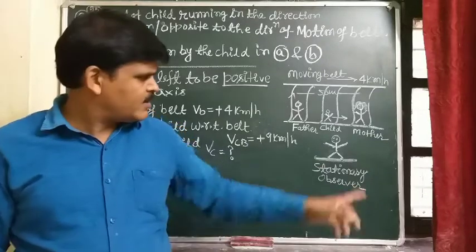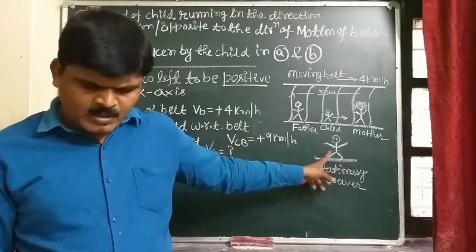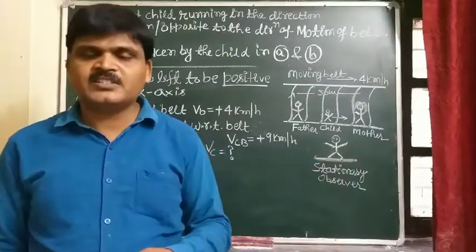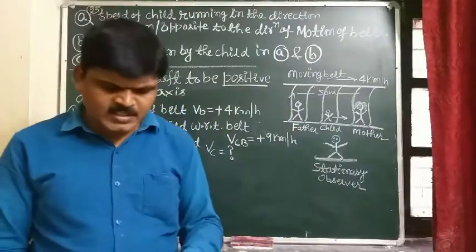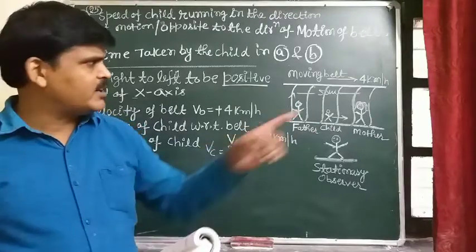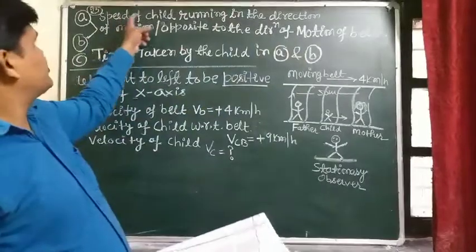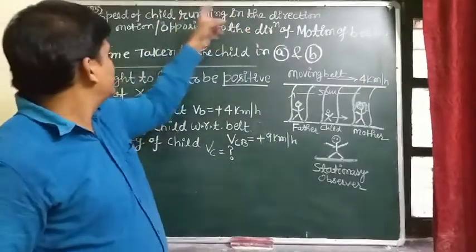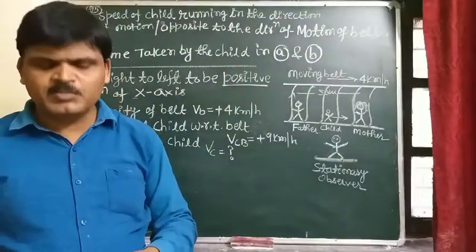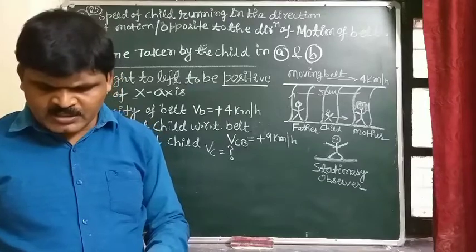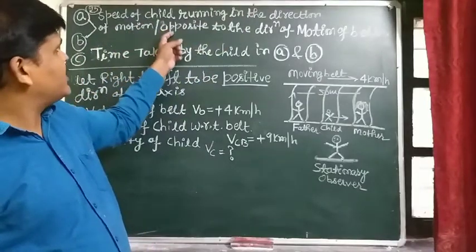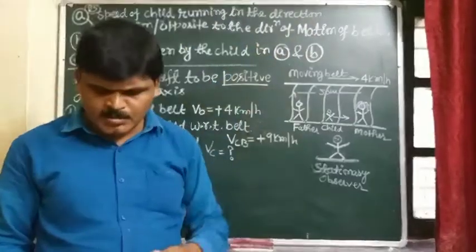For an observer on a stationary platform outside, what is the speed of the child running in the direction of motion of the belt? Second, what is the speed of the child running opposite to the direction of motion of the belt?